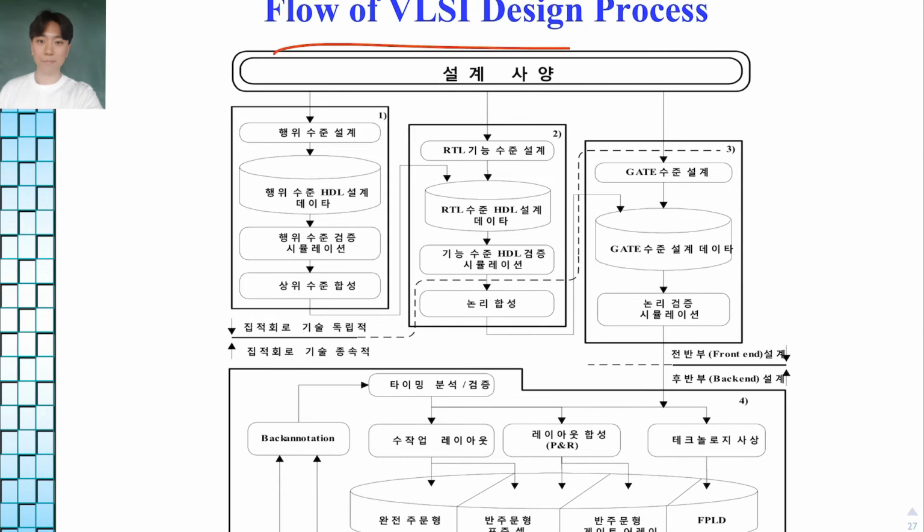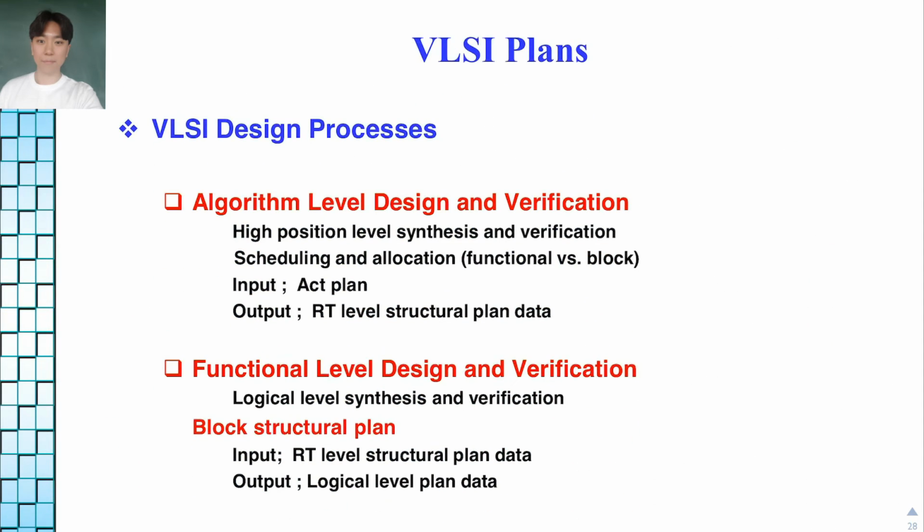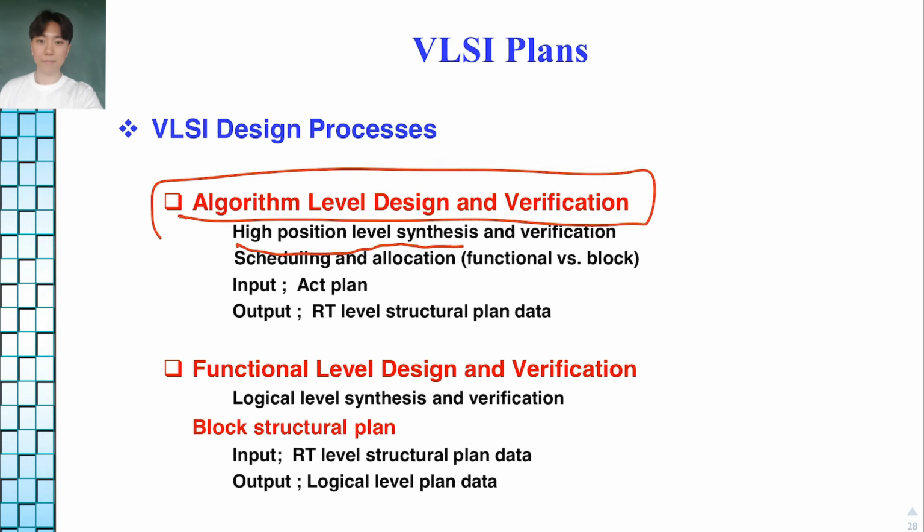And this figure shows the flow of the VLSI design process. This part is front end design, and this part is back end design. The VLSI design process consists of algorithm level design and verification, then high level design and verification, scheduling and allocation, and the output is RT level structure data.